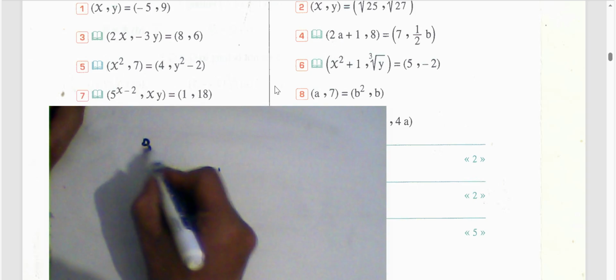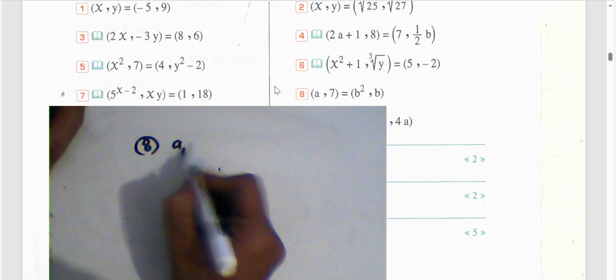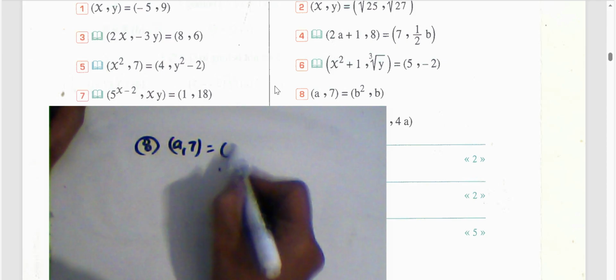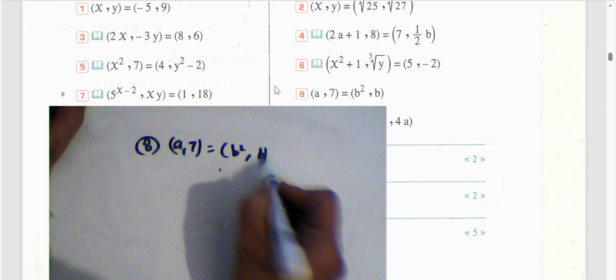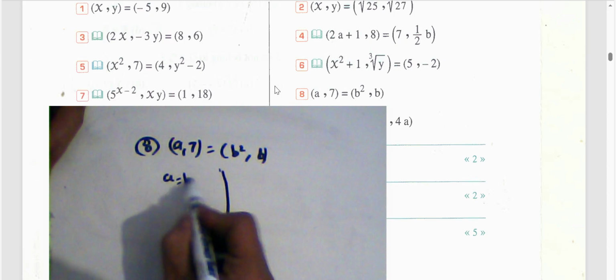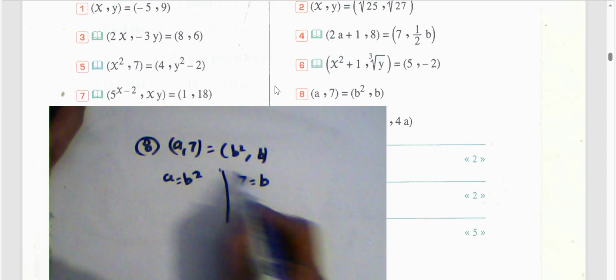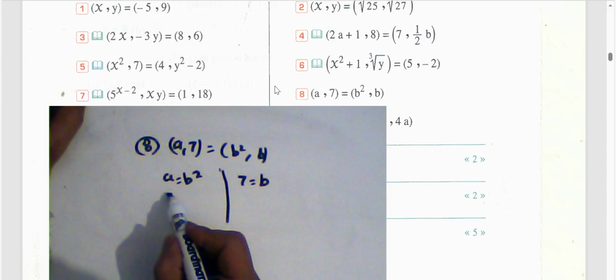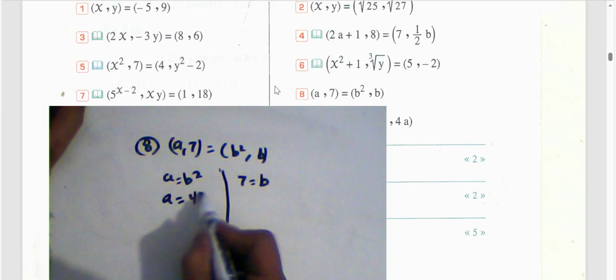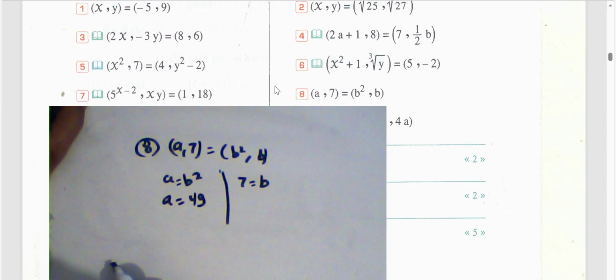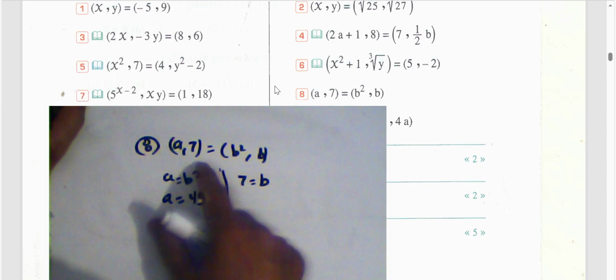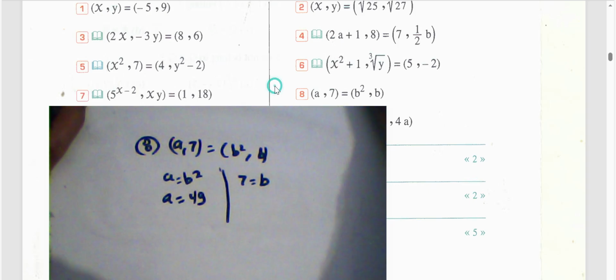Question number 8. We have a and 7 equivalent to p power 2 and p. Then a will equal p power 2 and 7 will be p. First by first, second by second. Then here a will be 7 power 2, which is 49. Understood? This is the direct question. 7 equals b and a equals 7 power 2.